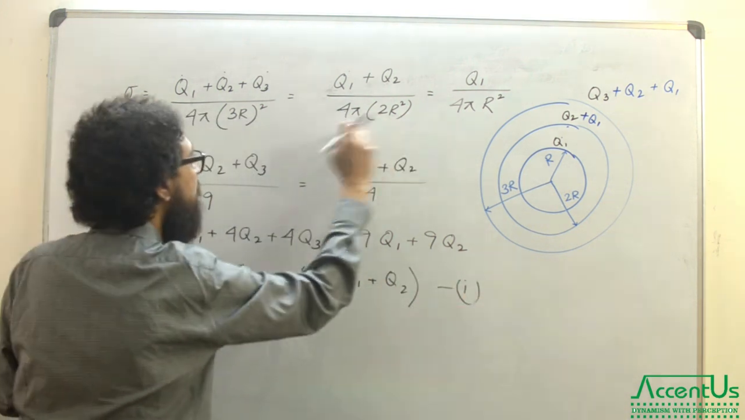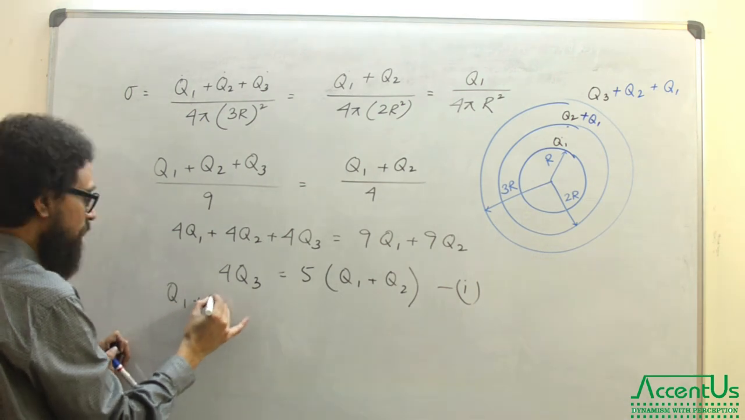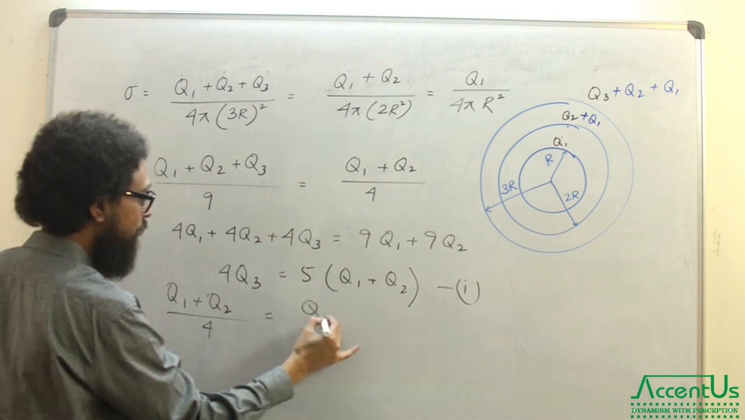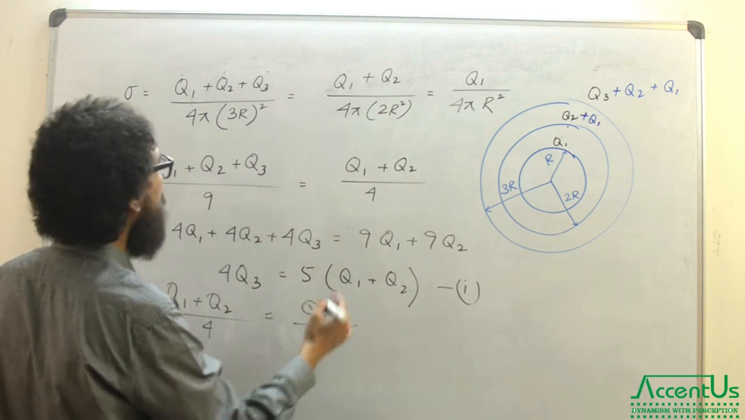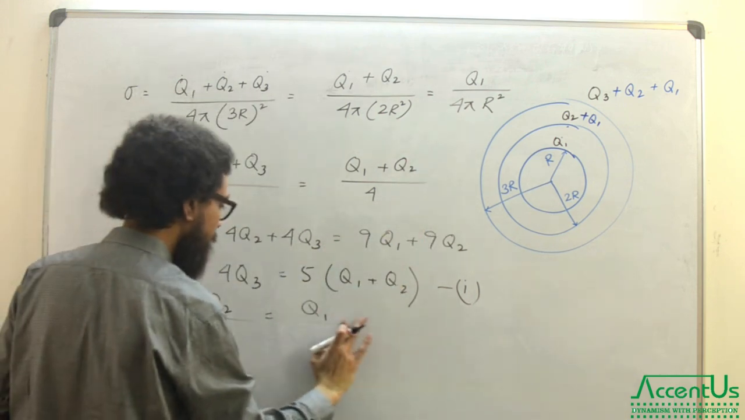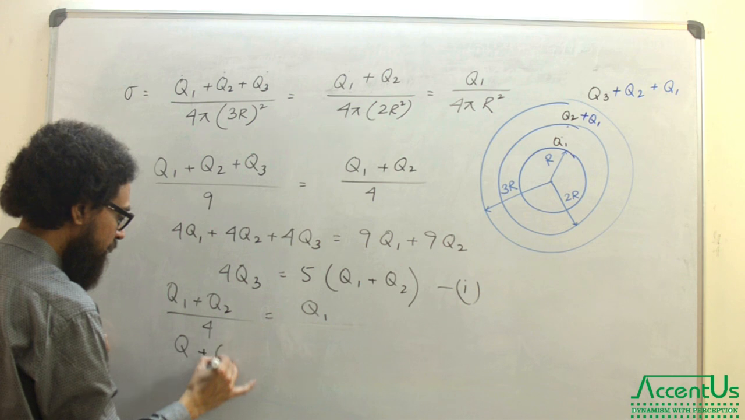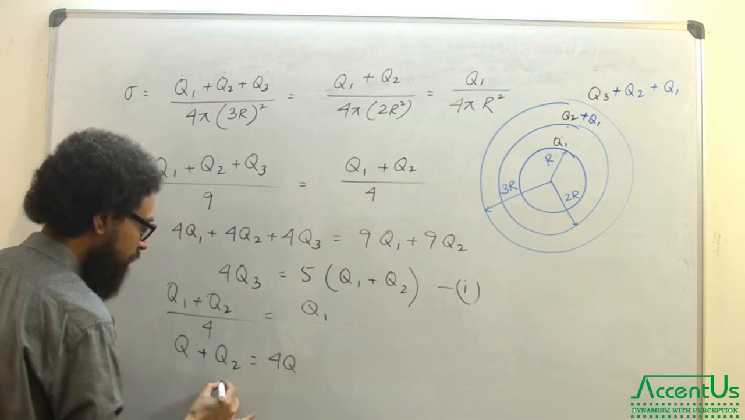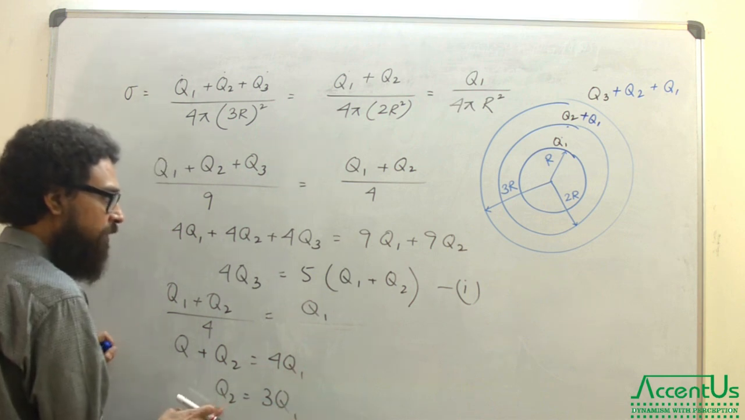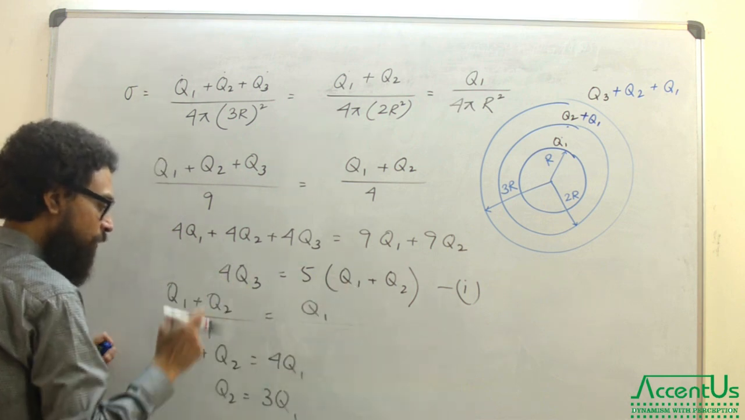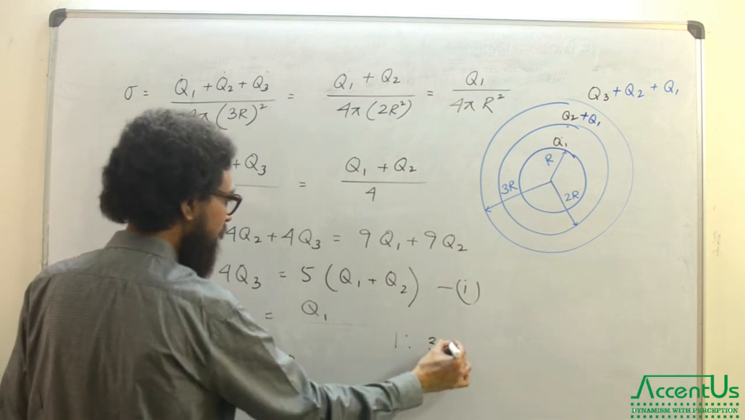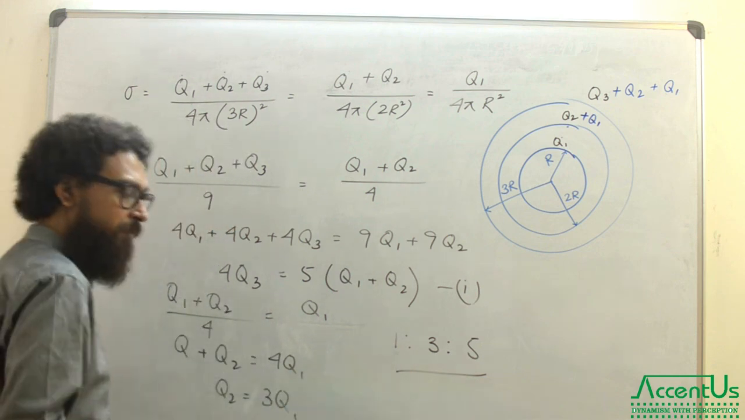Now you can use these two. What is that? Q1 plus Q2 by 4 equals Q1 only. So what is coming? Q1 plus Q2 equals 4Q1. So Q2 equals 3Q1. Now you can replace this here, and you can get another ratio. In this way, you will finally get the ratio 1 is to 3 is to 5. This will be the answer to this problem.